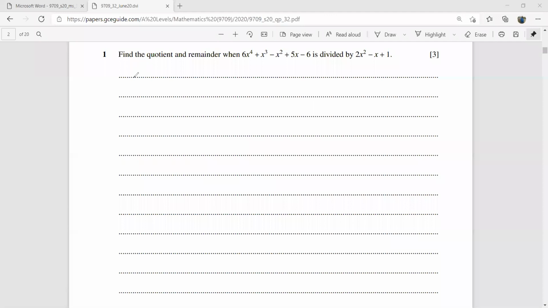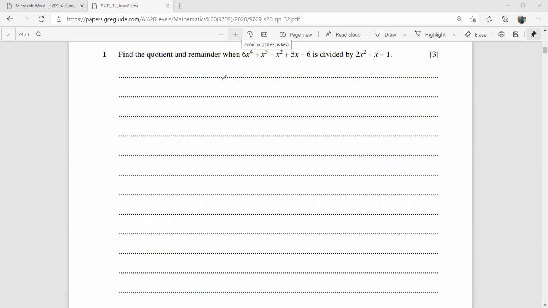Let's start P3, in fact variant 3.2 of Pure Mathematics 3, and this is the June 2020 paper. It says find the quotient and remainder when all of this is divided by this. So you need the quotient and the remainder. I think it's better if we directly go for the long division. Otherwise, we can factorize this as well, but that would be longer. So let's straight away go for the long division over here.